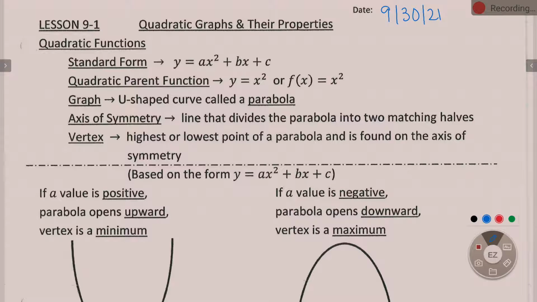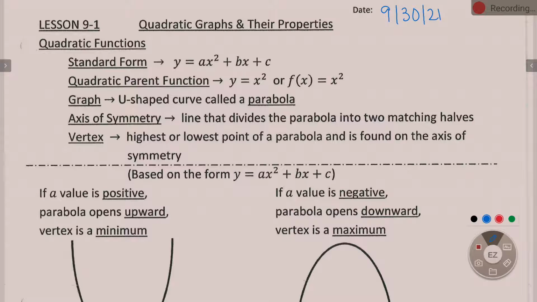So quadratic function, some information, standard form: y equals ax squared plus bx plus c is our standard form there. Today, we're honestly just looking at the ones that don't have the bx. They just have the ax squared and then possibly the plus c. So it makes it a little bit easier. The parent function, the family they're all part of, is the x squared. So they're all going to be parabolas, maybe right side up, maybe upside down, maybe fat, maybe skinny, just depends. So the graph is the U-shaped curve called the parabola.